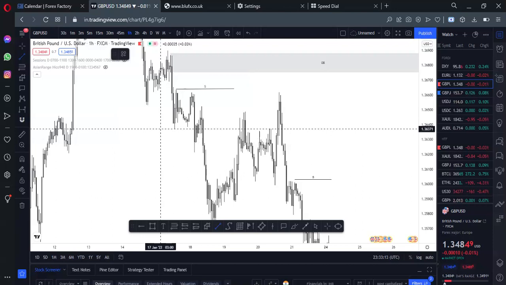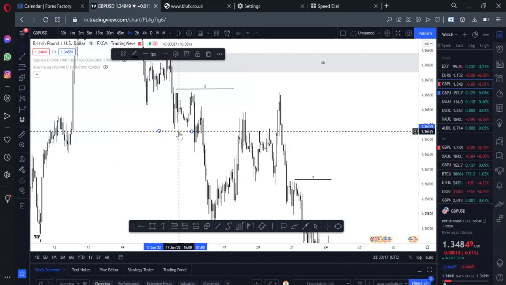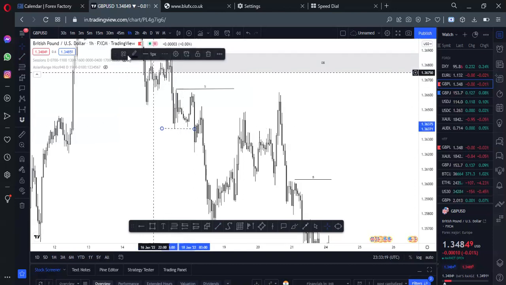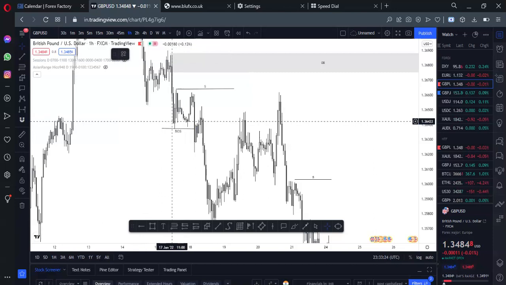There was a break of structure here. All right, and then, sorry about that, my system is a bit slow right now. I don't know why. Okay, so we had a break of structure here.